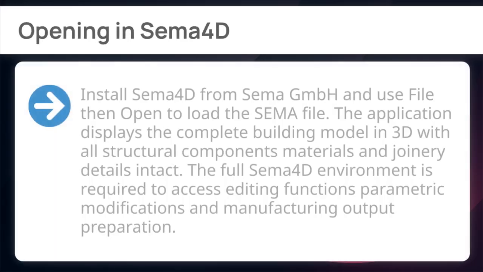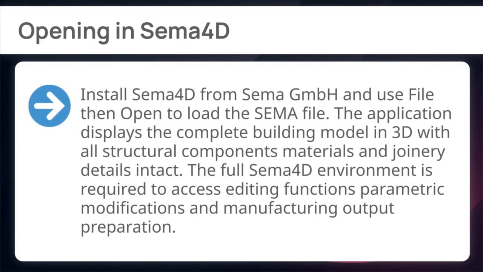First, opening in Sema4D. Install Sema4D from SEMA GmbH and use File then Open to load the SEMA file. The application displays the complete building model in 3D with all structural components, materials, and joinery details intact. The full Sema4D environment is required to access editing functions, parametric modifications, and manufacturing output preparation.